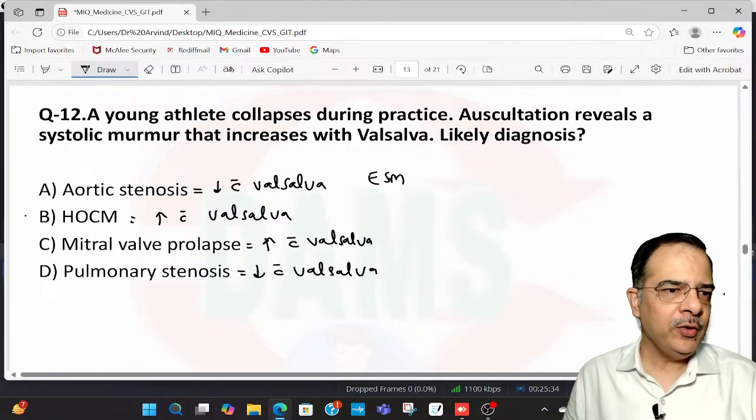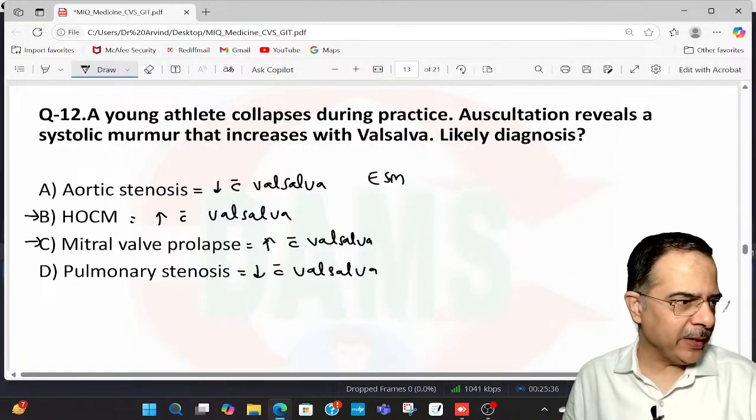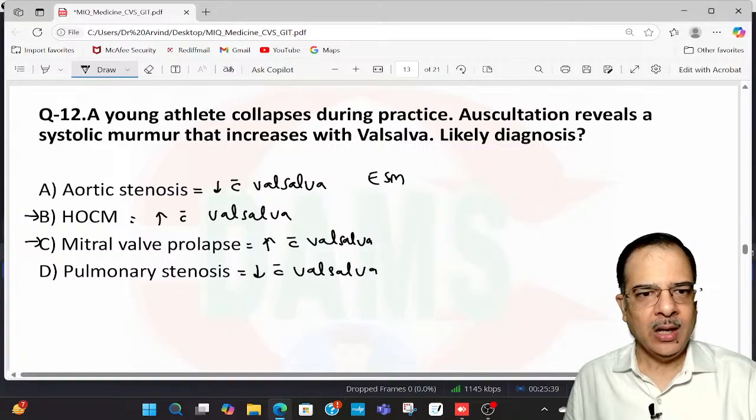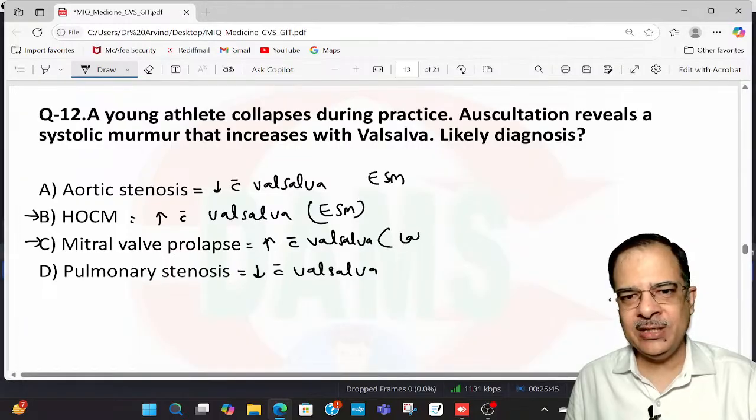So we are left with two options, HOCM or MVP. HOCM is an ejection systolic murmur, and MVP is a late systolic murmur.